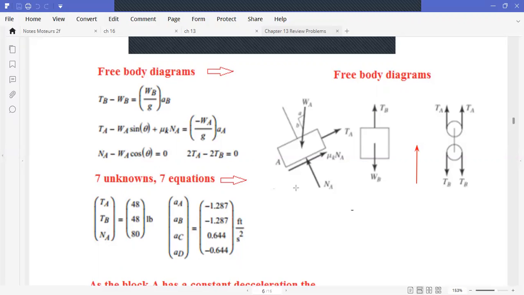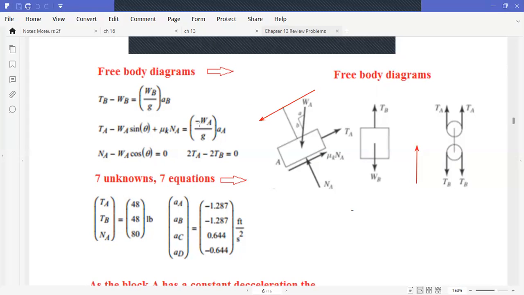And now for block A, what do we have? Block A is moving down, so we have the friction, which will be upward, it's mu K N A. We have the normal reaction, we have the tension TA, and we have the weight. Now for block A, if we project along the direction of motion, what do we have? We have plus TA. Here we are applying the positive direction downward because SA is downward. So this is SA, so it's plus.